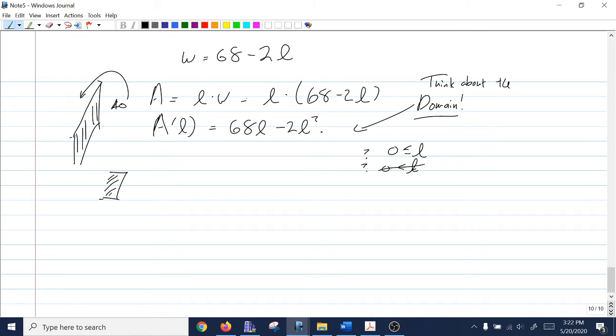The other reason we might want to say don't let L equal 0 is if you can't plug 0 into the formula. We can plug in L equals 0. It's fine. You get 0. Yeah, not a big deal.